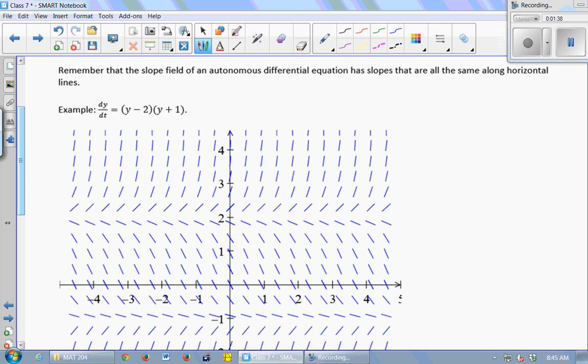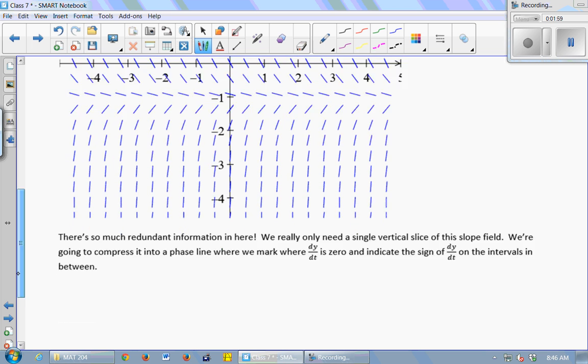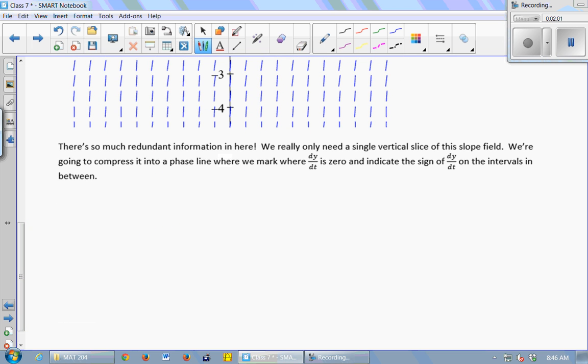All right, so remember that the slope field for an autonomous differential equation has slopes that are all the same along a horizontal line. So if you pick any horizontal line here and look at the slopes, they're all exactly the same. So there's a lot of redundant information in this slope field. We actually only need to look at a single vertical slice of this slope field, and we will have all the information that the slope field contains.